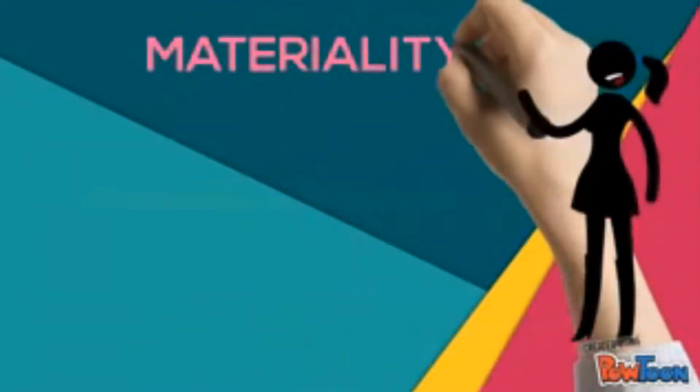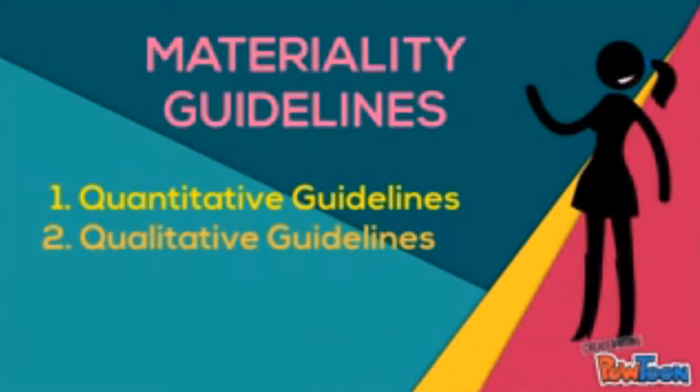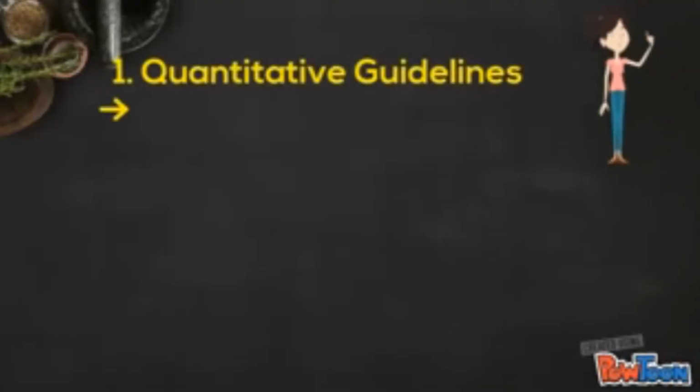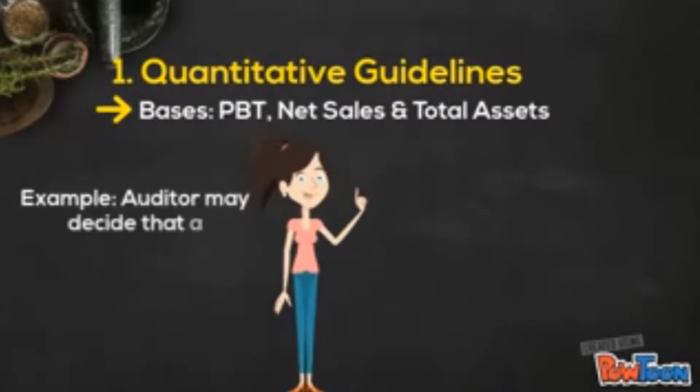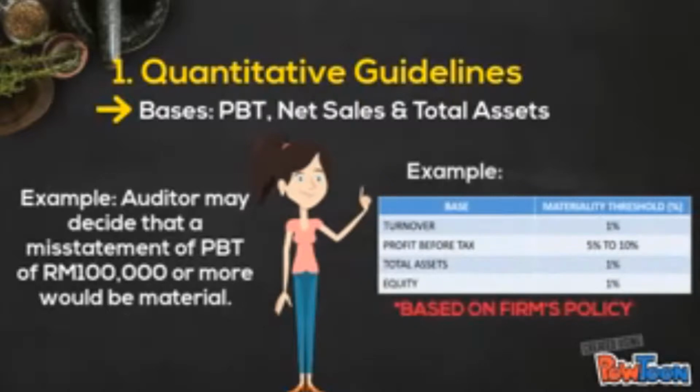There are three guidelines in determining materiality, which are quantitative guidelines, qualitative guidelines, and professional judgment guidelines. In the quantitative guideline, bases are needed for evaluating materiality. Because materiality is relative, it is necessary to have bases for establishing whether misstatements are material. The materiality threshold can also be expressed in terms of a percentage on the bases selected rather than an absolute amount.